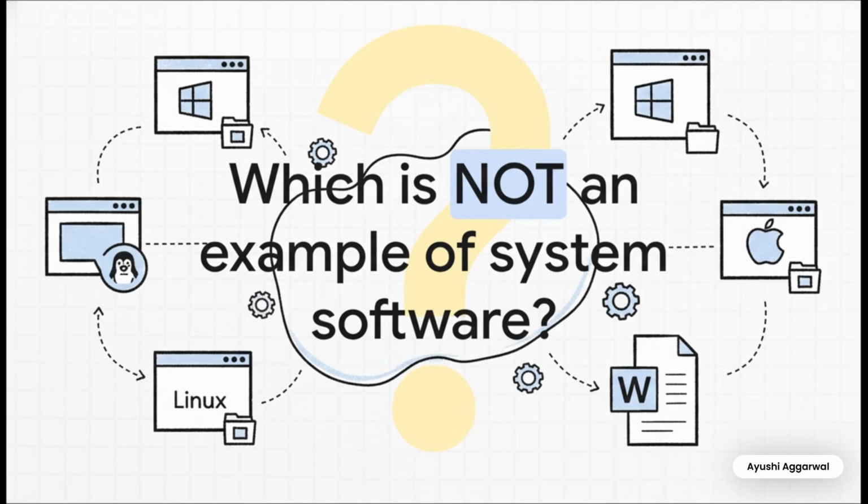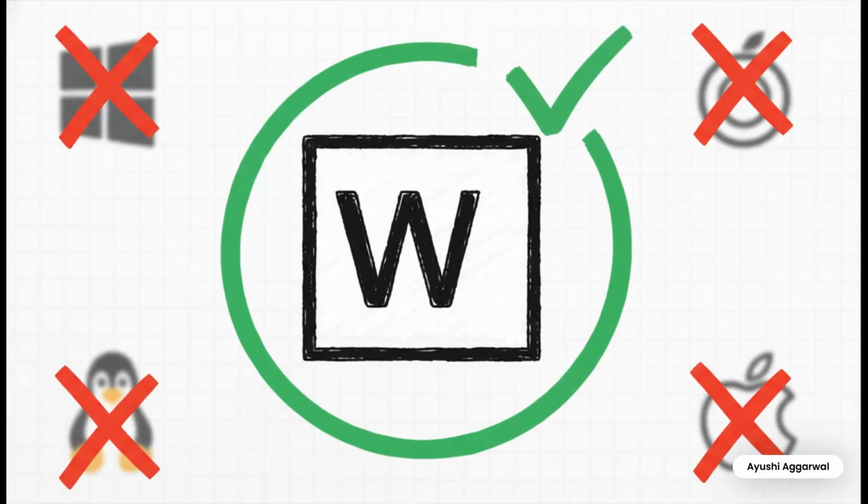Take a few seconds to think about it. You got it. The correct answer is C, Microsoft Word. And why is that? Well, because Windows, Linux, and Mac OS are all operating systems, which are the very core of system software. But MS Word is an application software that we use for the specific task of creating documents.